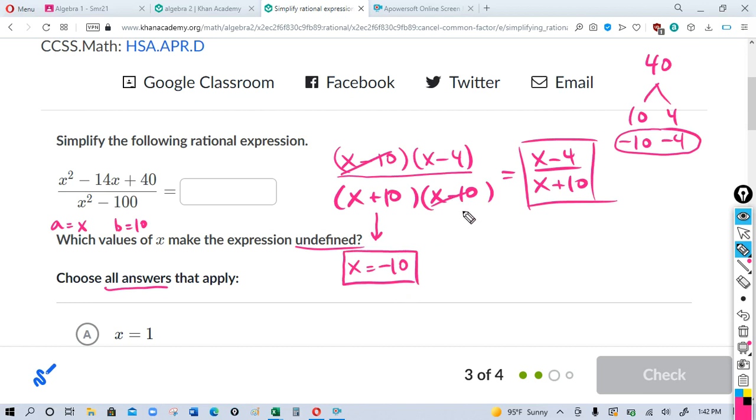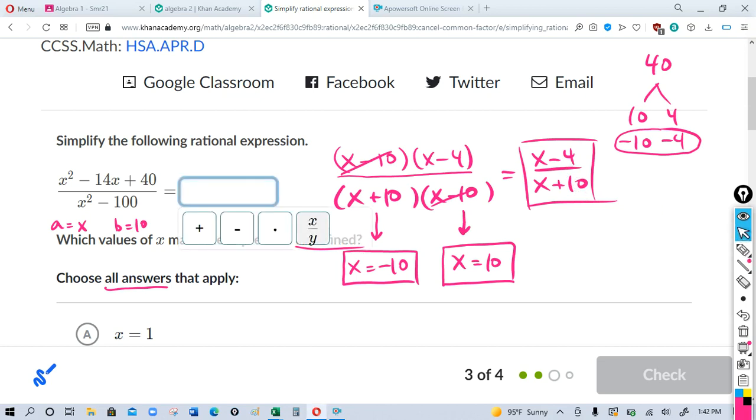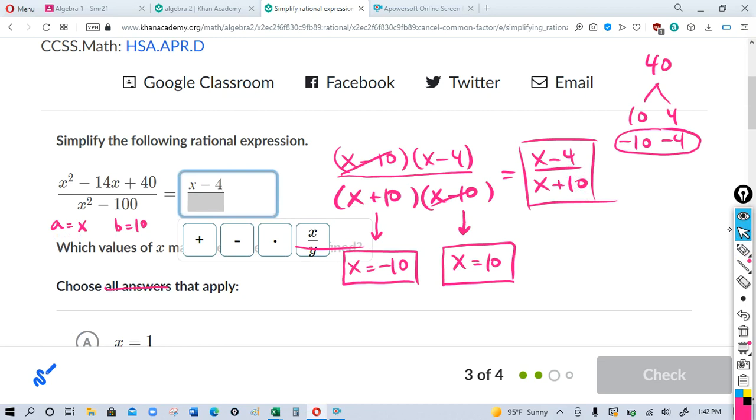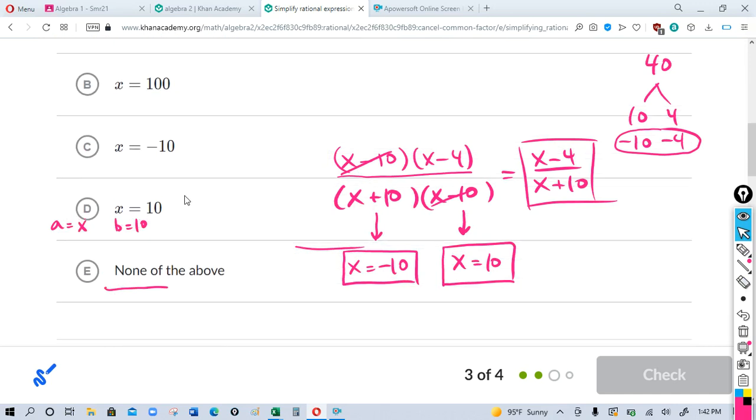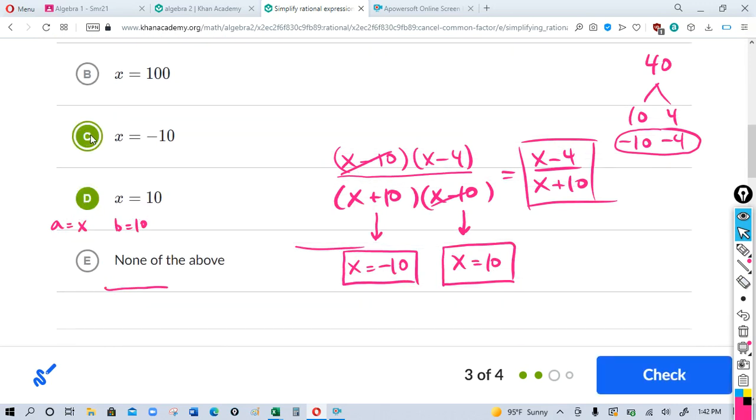And here we had x minus 10, okay? So if x were positive 10, you would have 10 minus 10, which is 0. And then multiply by that, it's still 0. So both of those cannot be used in the denominator. It would make it undefined. Okay, so here's for the first question. I'm going to do x minus 4 and then x plus 10. And then the second question, we have positive 10 and negative 10. Okay, here's positive 10, here's negative 10.